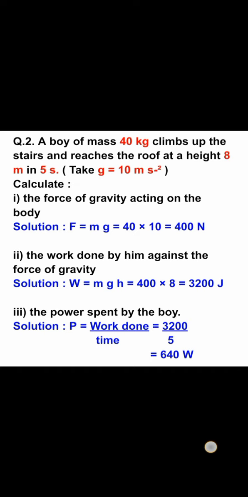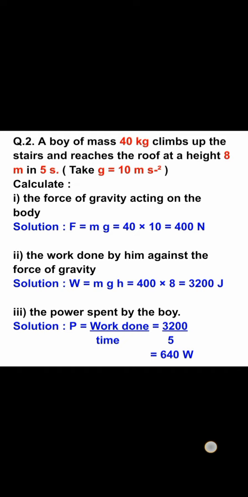Question number 2 is saying the mass given 40 kg, the height is given 8 meter and the time is given 5 seconds. You have to take the value of g as 10 meter per second square. The first part is to calculate the force of gravity acting on the body. So the formula of force of gravity equals m into g. M's value 40 and g's value 10 equals 400 Newton. All m and g are in their SI units, so we don't have to change it.